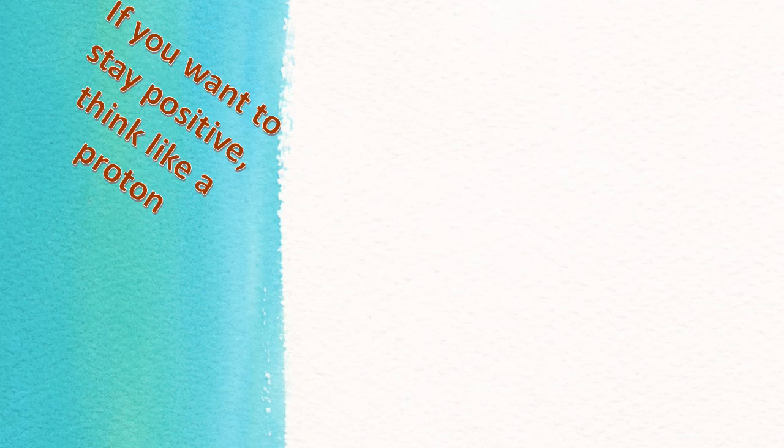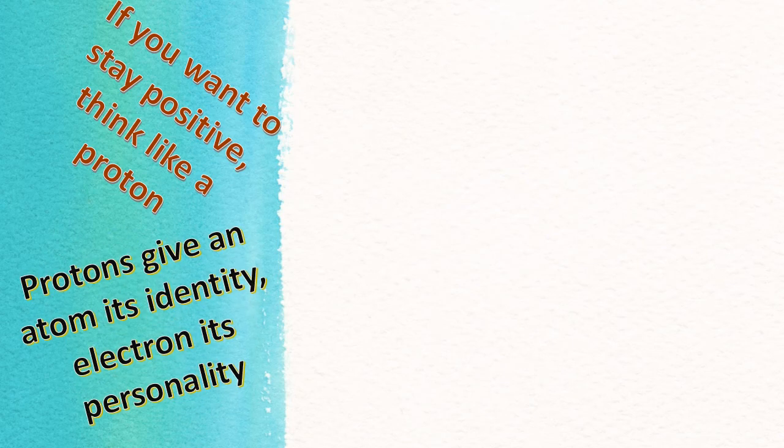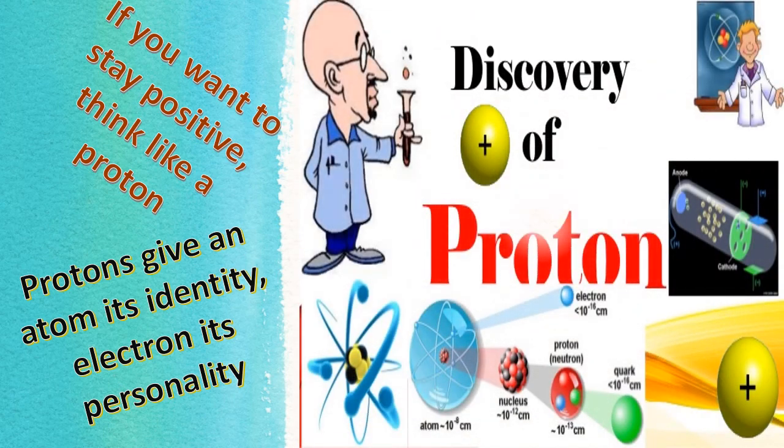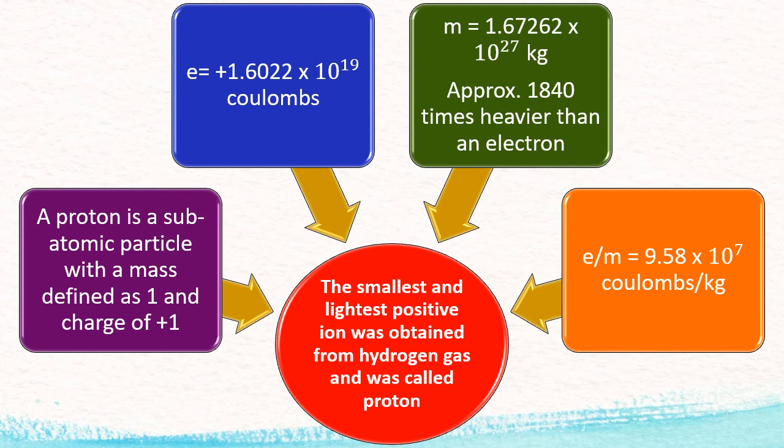Some captions regarding the proton. If you want to stay positive, think like a proton. Protons give an atom its identity, electrons its personality. That led to the discovery of the proton. This is the data regarding the proton: the charge of the proton, the mass of the proton, and the e/m of the proton. A proton is a subatomic particle with a mass defined as 1 and a charge of +1. The smallest and lightest positive ion was obtained from hydrogen gas and was called the proton.